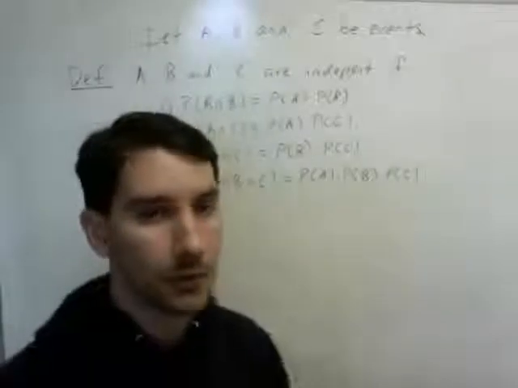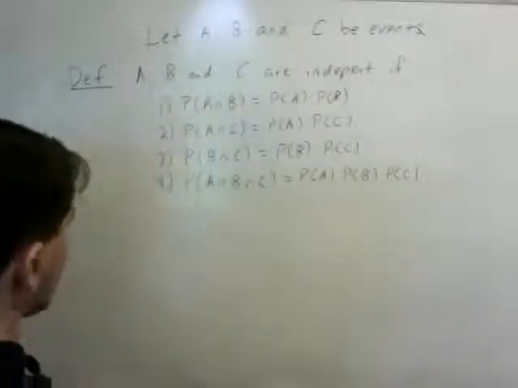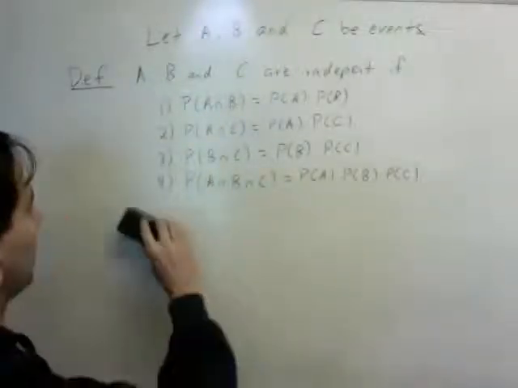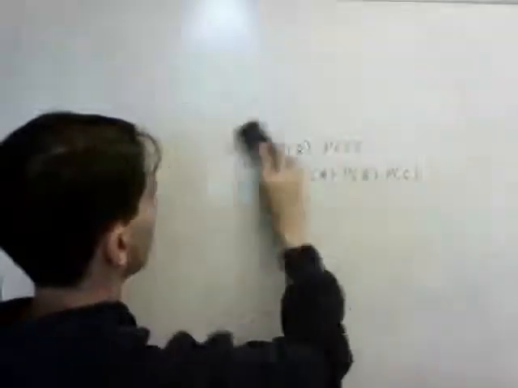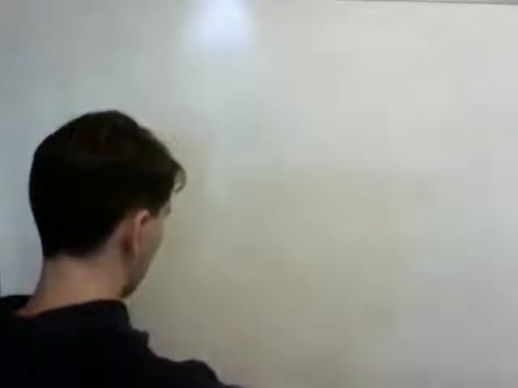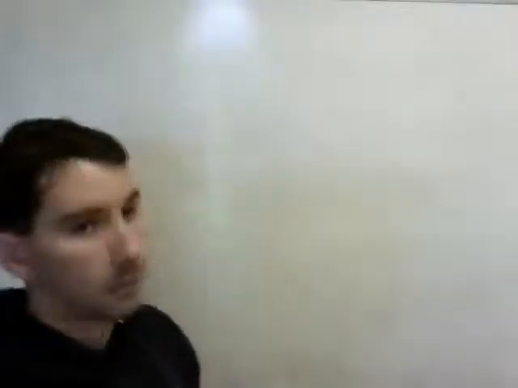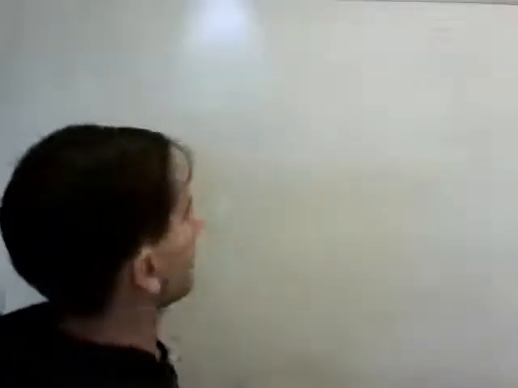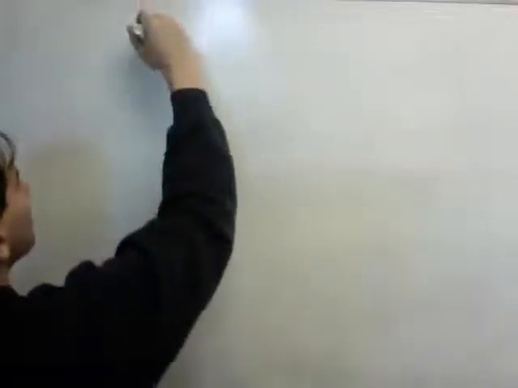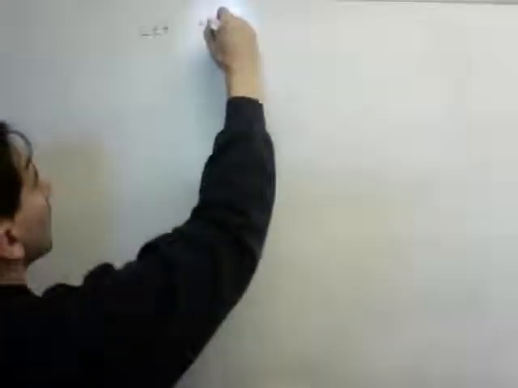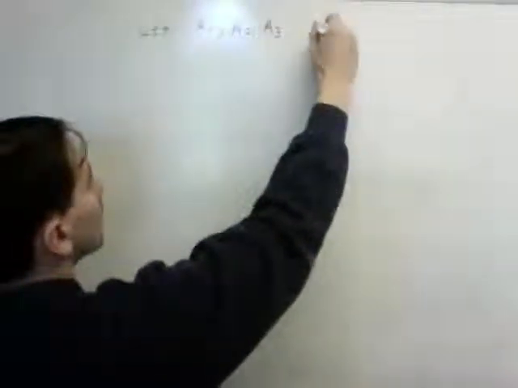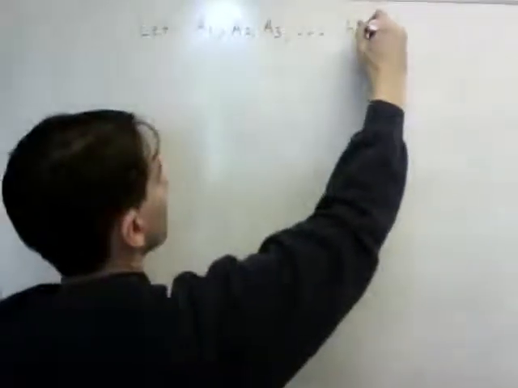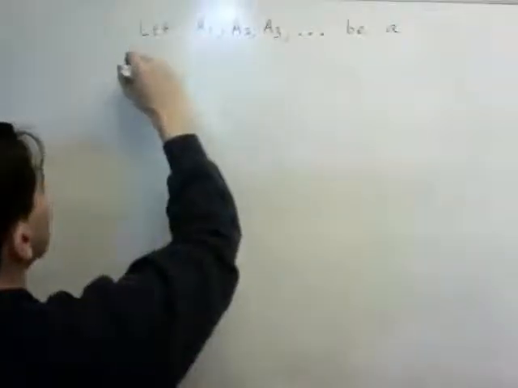Now, we've done it for 2 events and we've done it for 3 events. It's a little bit more difficult to write if we want to talk about n events, but let's go ahead and try to do this. In fact, we could do it for a countable sequence. So let A1, A2, A3, and so on be a sequence of events.